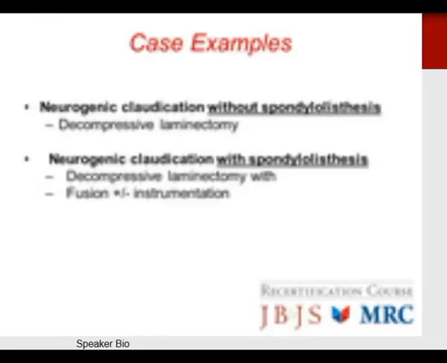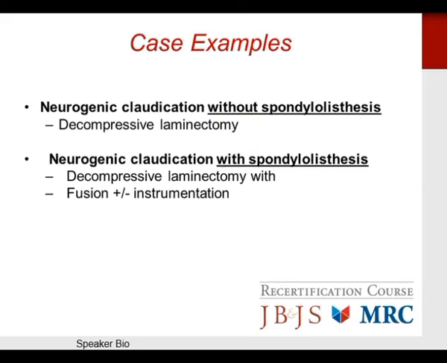Therefore, if a patient presents with neurogenic claudication without spondylolisthesis, a decompressive laminectomy is the option of choice. If patients present with neurogenic claudication with a spondylolisthesis, then a decompression along with a fusion with or without instrumentation is necessary.